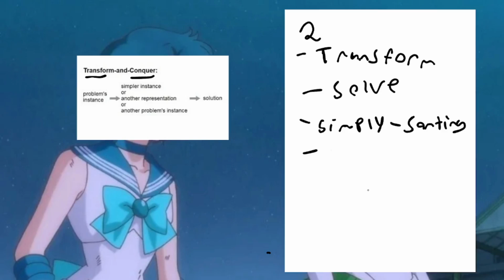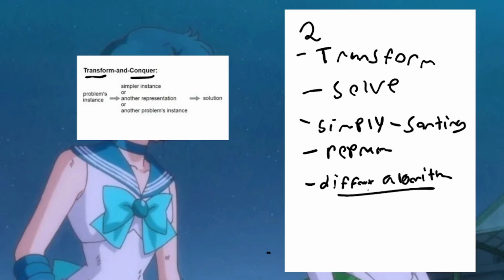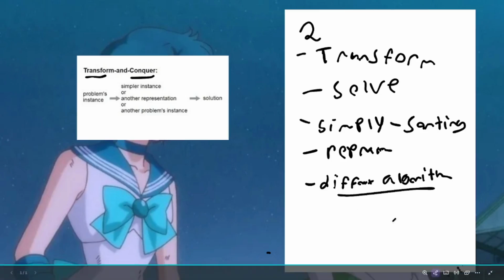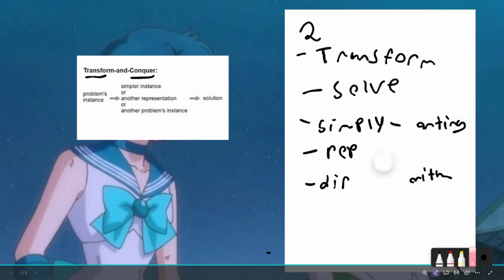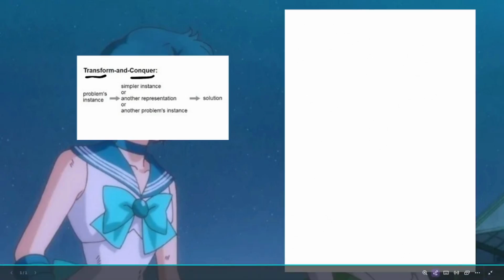We can change the representation of the problem to make it easier. Or we can modify the problem into a totally different kind of problem for which there's already an algorithm that we can tap into that's better. So yeah. For this one, we'll be doing the last one, the different problem, basically, by transforming a simple unsorted list into a heap.